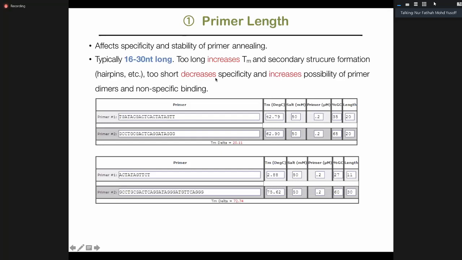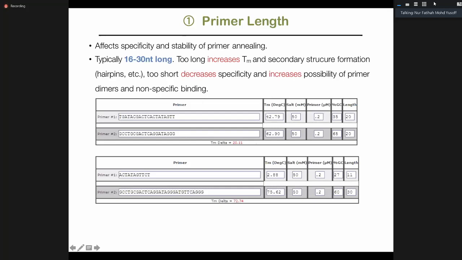Too short decreases specificity. Because imagine that if you have too short a primer, this short sequence may anneal to any location. The possibility of the shorter sequence to be annealed to multiple regions is higher. Do you get it? If you have a longer sequence, the specificity will be higher because you may be targeting only one specific position. Too long also increases possibility of primer dimer and non-specific binding.